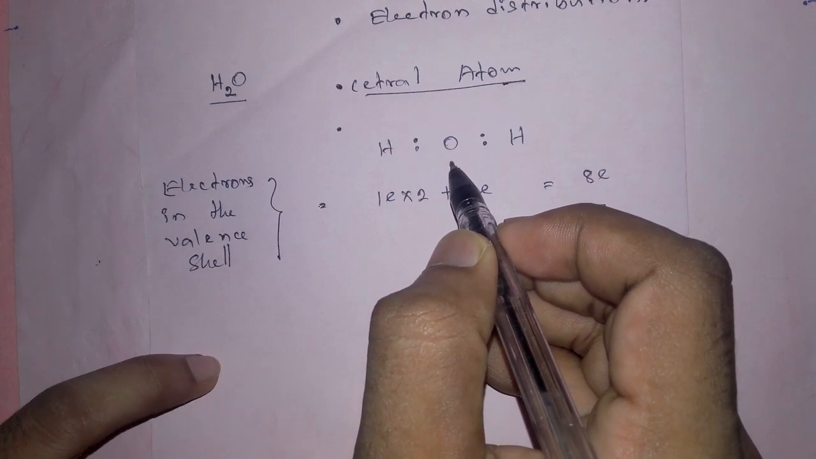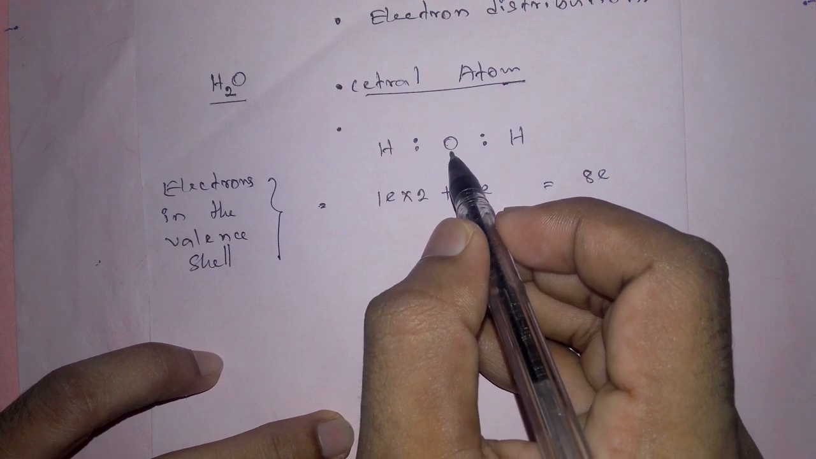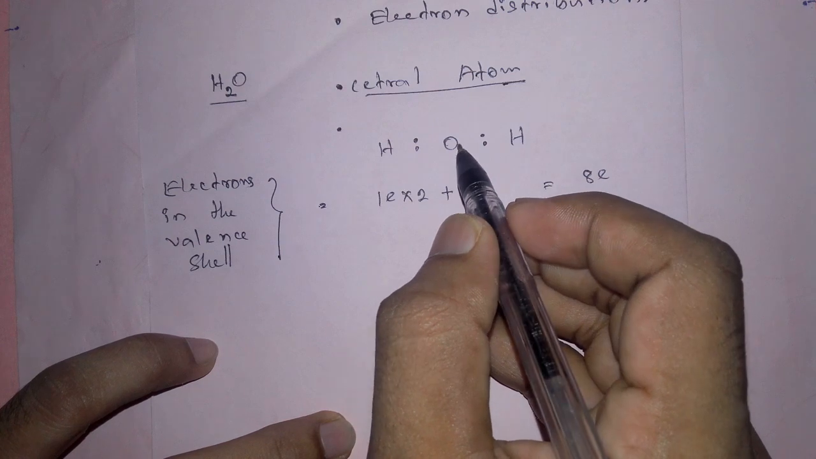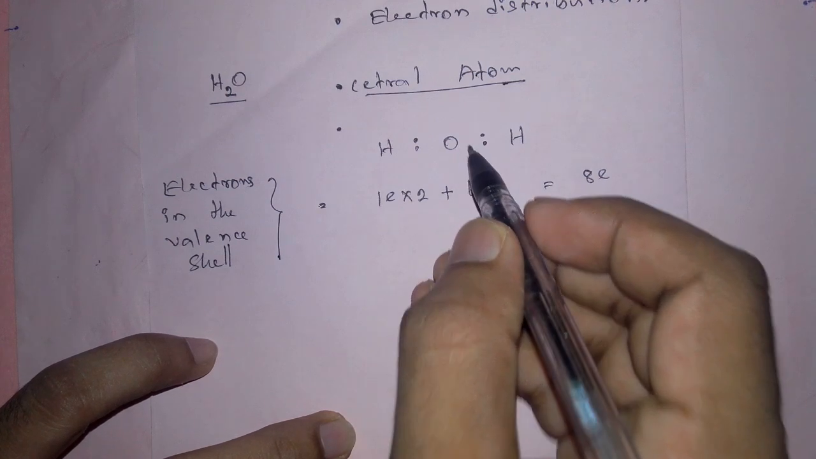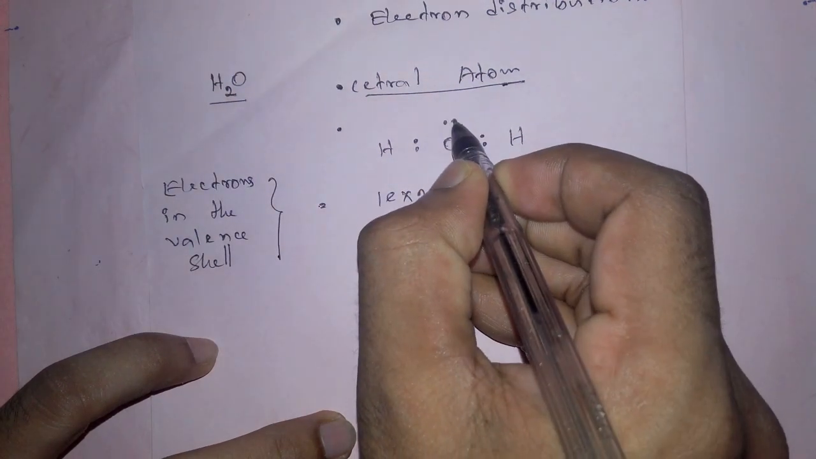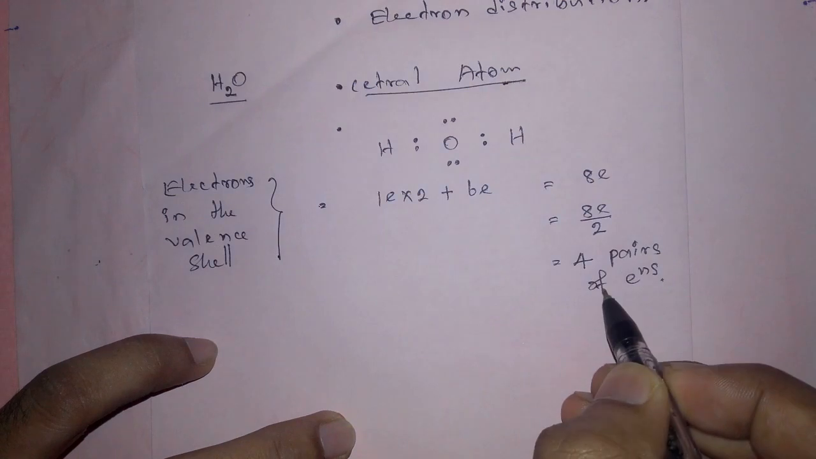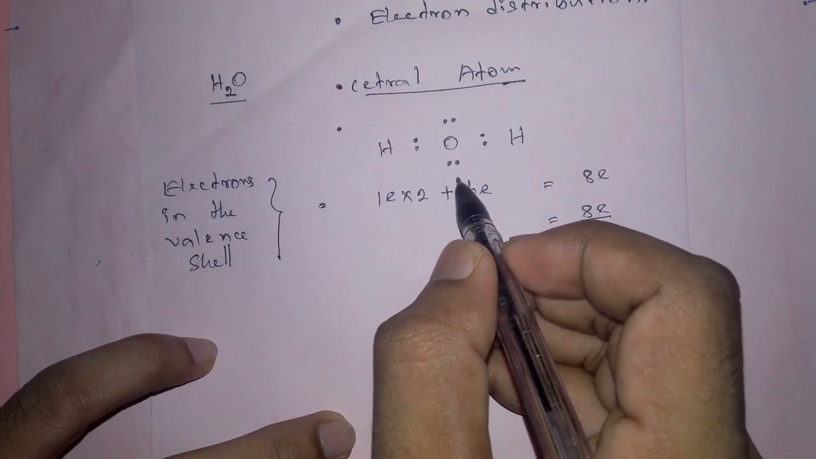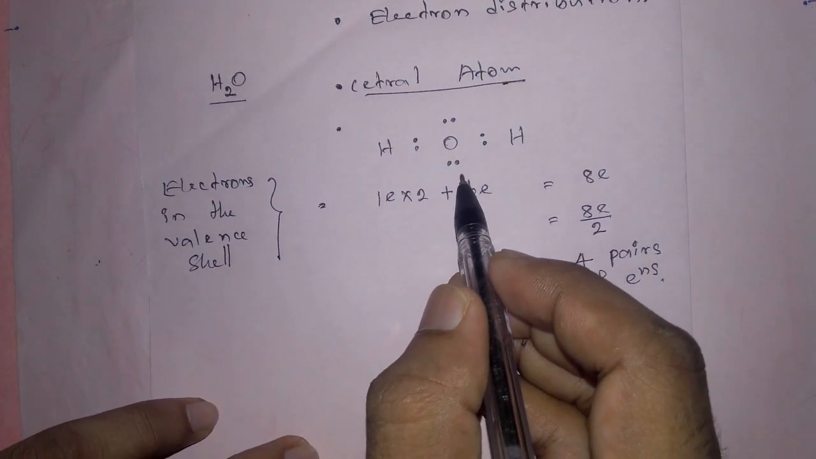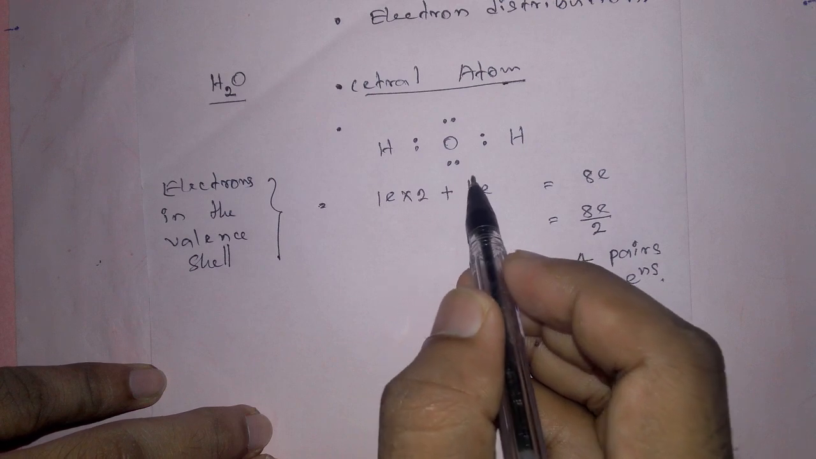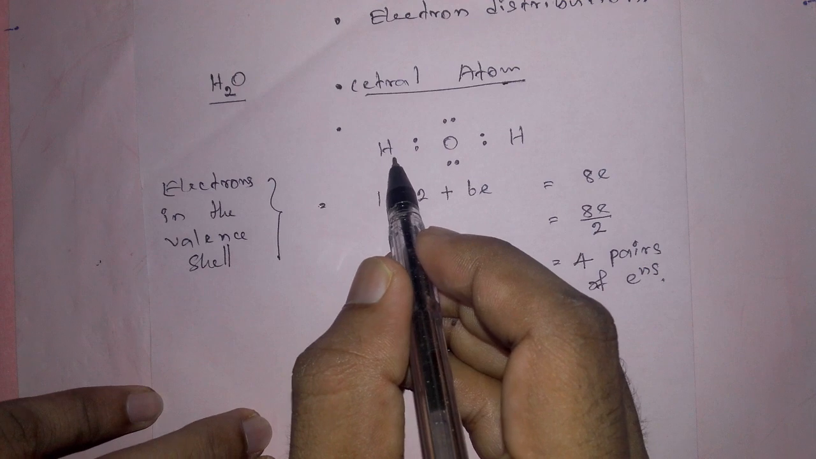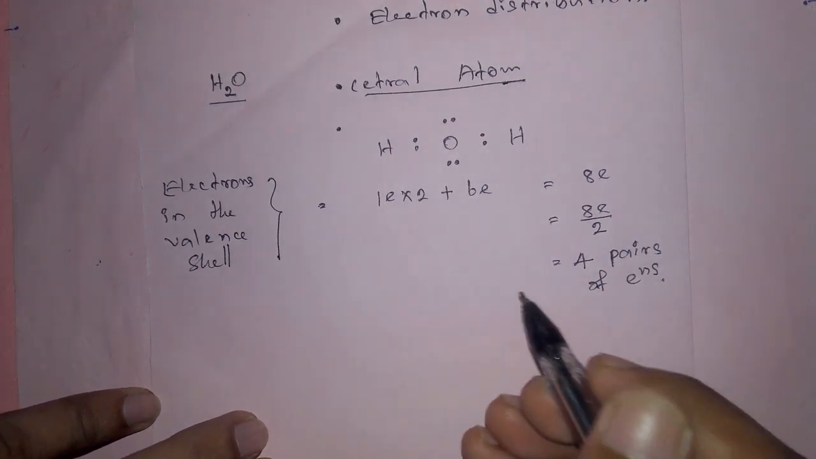But there is a limitation. Oxygen should not exceed the octet on its valence shell, but we can provide these 2 electron pairs to the valence shell of the oxygen. We can see there are 8 electrons in the oxygen valence shell. It has not exceeded the octet rule. Hydrogen has 2 electrons, this one as well.